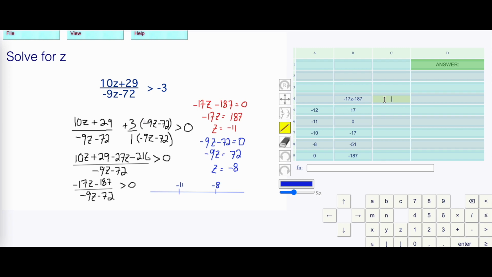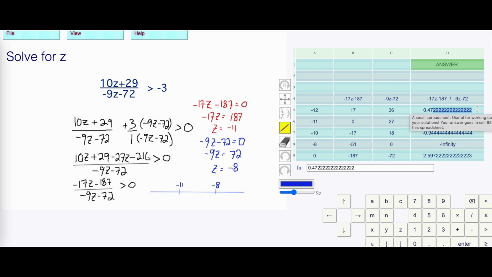And do the same thing for the bottom, which is negative 9z minus 72, equal to negative 9 times negative 12 minus 72. And then I fill that down and it does the same calculation for negative 12, negative 11, negative 10, negative 8, and 0. I want to know what negative 17z minus 187 divided by negative 9z minus 72 is. I'm just going to divide these. That divided by that is going to give me a little mini sample at all these different spots.